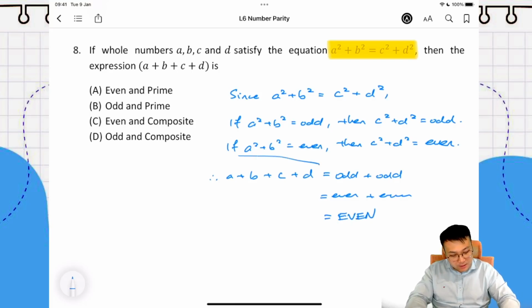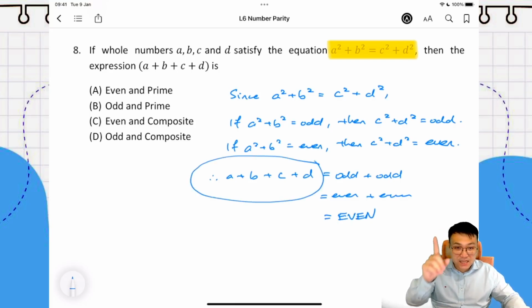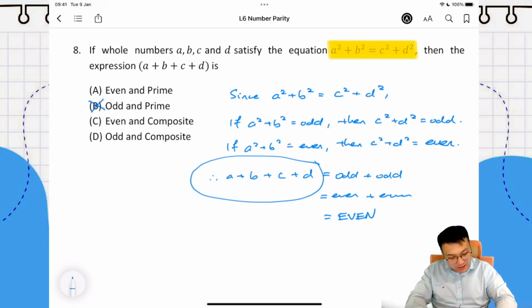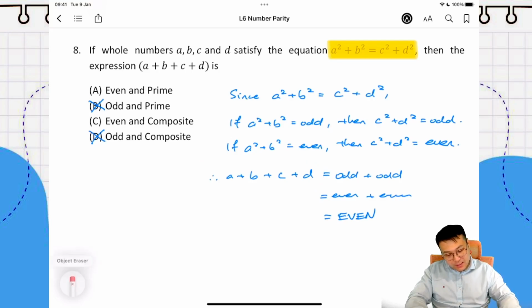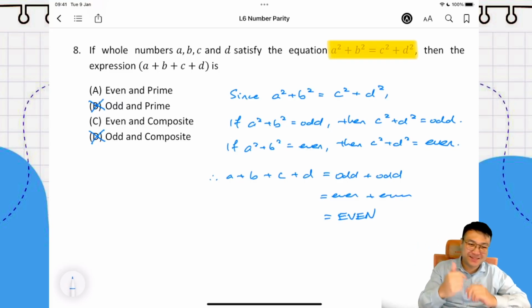Aha! Now we know that A plus B plus C plus D is definitely going to be even. So let's get rid of the odd options. Now I think we just need to find out whether it is a prime number or a composite number.